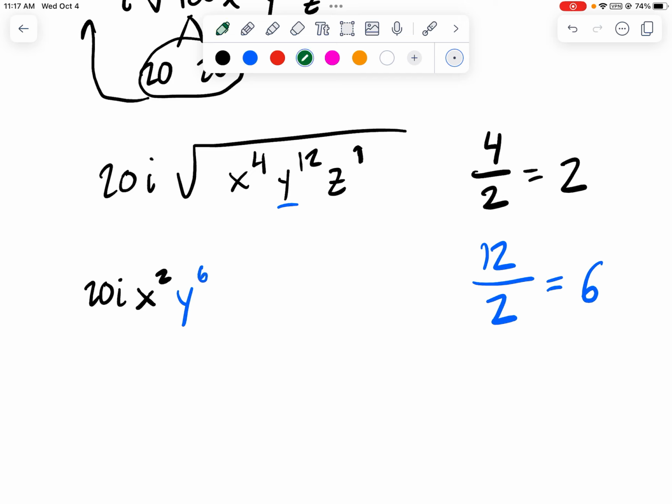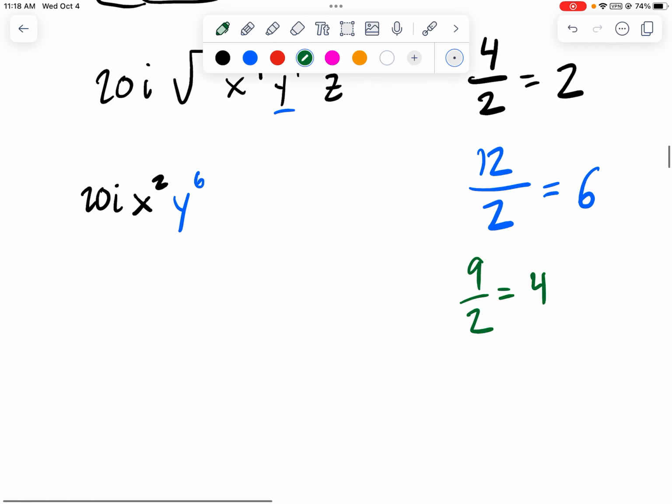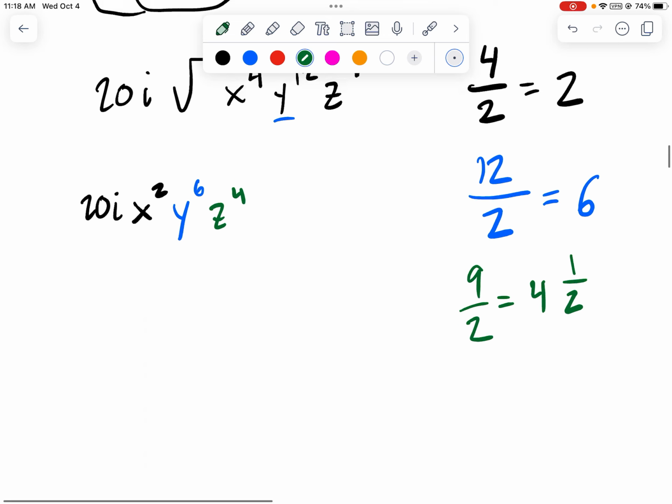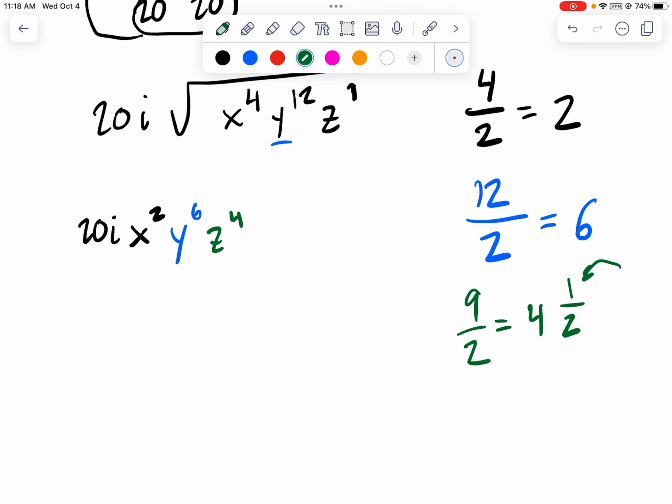Last but not least, we have our z's. We have 9 z's here, so if we divide 9 by 2, there should be at least 4 groups of 2 that we can make. However, 9 doesn't get divided evenly. That means that we have 1 of the 2 that we need. So that means that we have 4 groups at least of the z's, so 4 will be brought out. Okay, but there is 1 left over, so square root z. That's it. You've literally just simplified the whole thing.